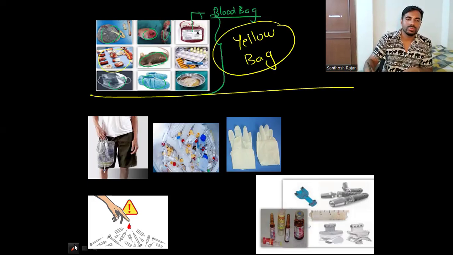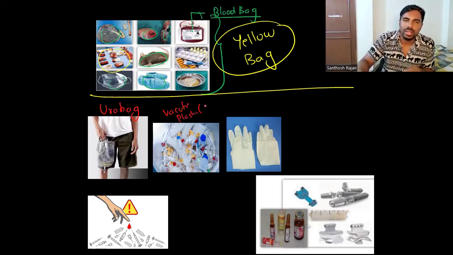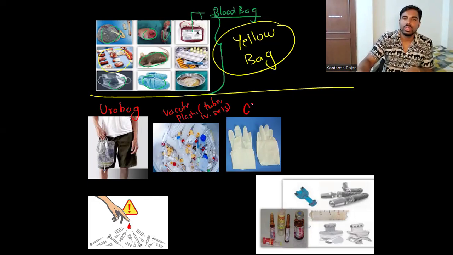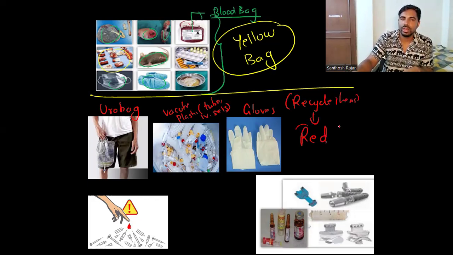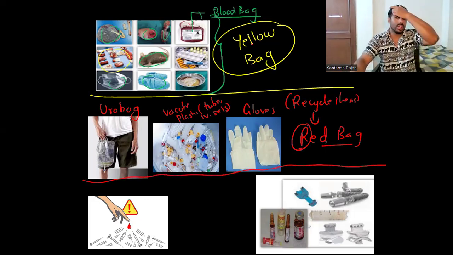Remember now we are going to the yellow bag. Now next one. Look at this. Urobag. Though it is a red bag, Urobag is yellow. Blood bag is red, but it goes in the yellow bag. That's the tricky thing. So the Urobag, and all the plastic, vacuum, all the recyclable plastics, tubes, IV sets, and the gloves, all these recyclable items go in the red bag. R for red bag, recyclable items. Only thing is that the blood bag will not go in red. Though the blood bag is red, it goes in the yellow bag. That's it. Remember that.